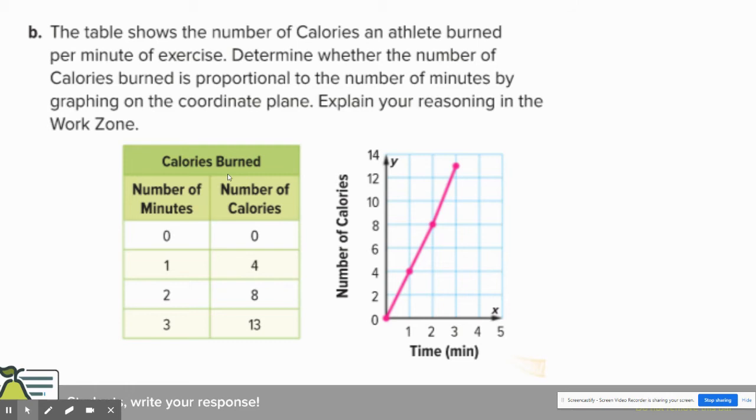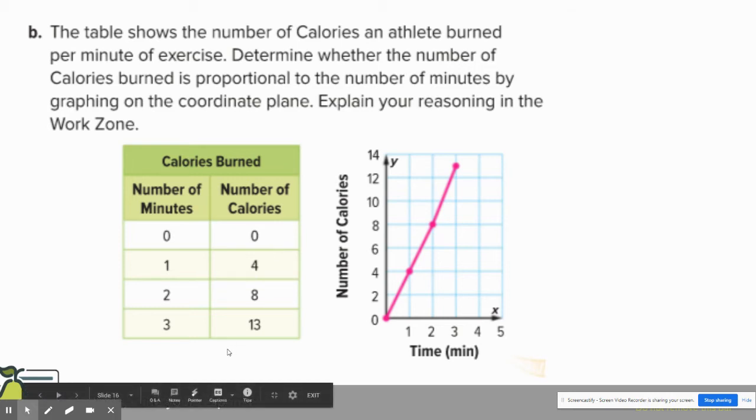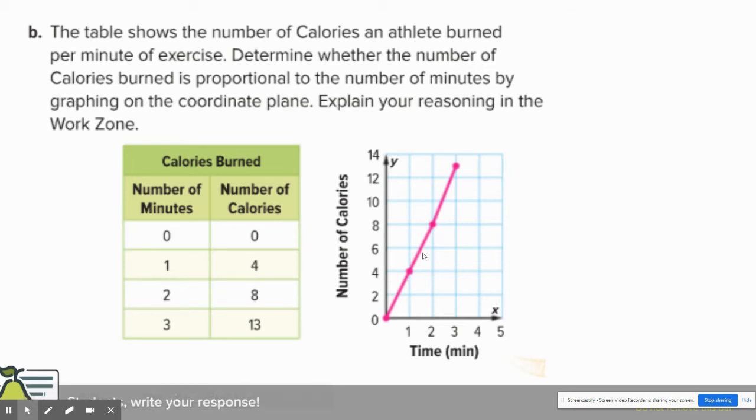Okay. The table shows the number of calories an athlete burned. Determine whether the number of calories is proportional. Go ahead. This one where you would pause, answer it. Are these values proportional? You can either look at the table or you can look at the graph.